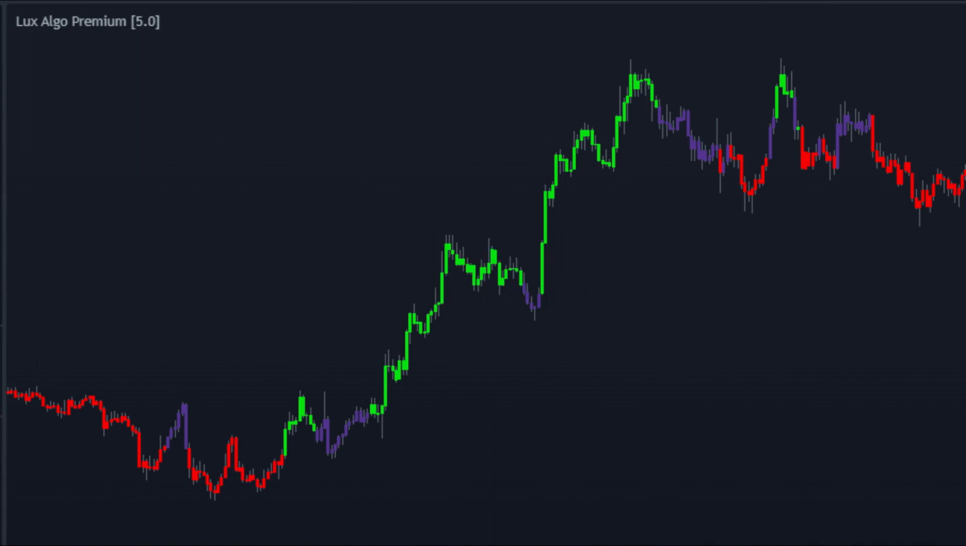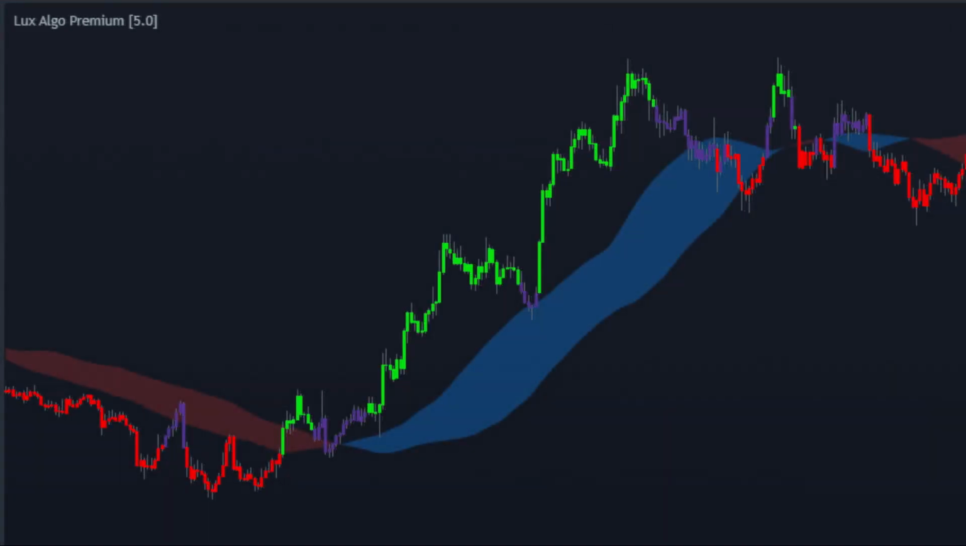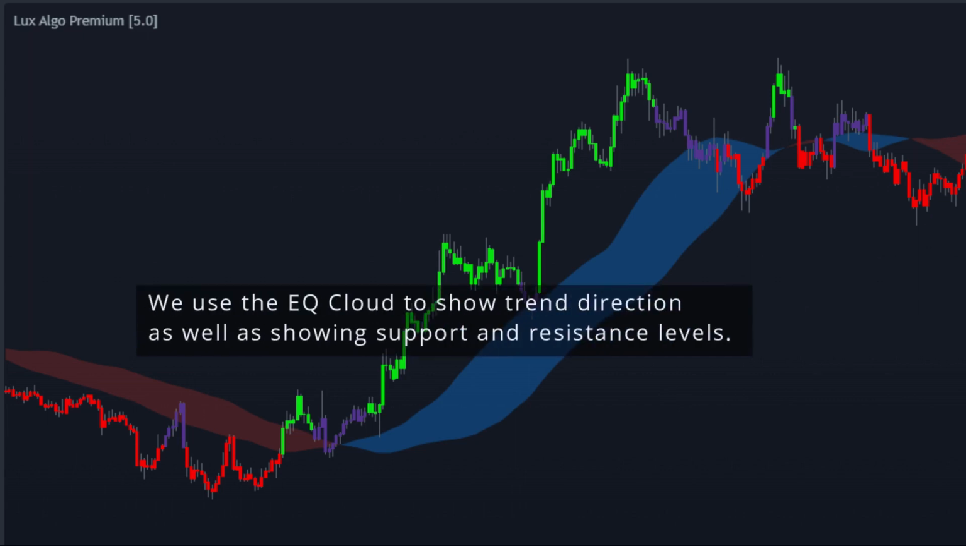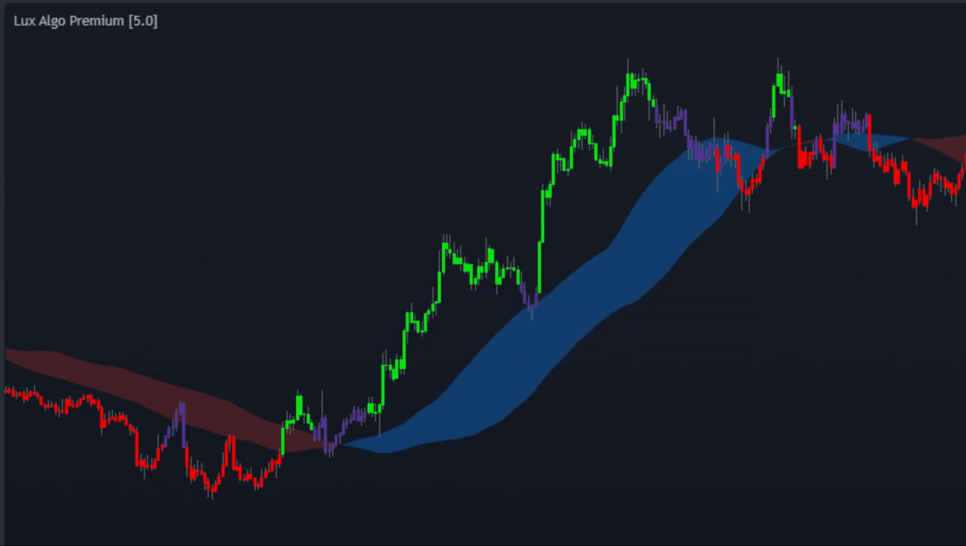The NeoCloud is another indicator to assist the trend trader. When enabled, a cloud type indicator will be displayed on your chart. We use the NeoCloud to show trend direction as well as showing support and resistance levels. The cloud colour highlights the current detected trend, with a blue colour indicating an uptrend and a red colour indicating a downtrend.